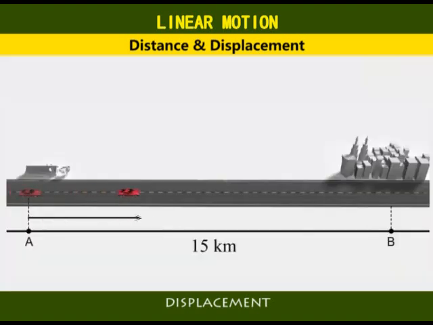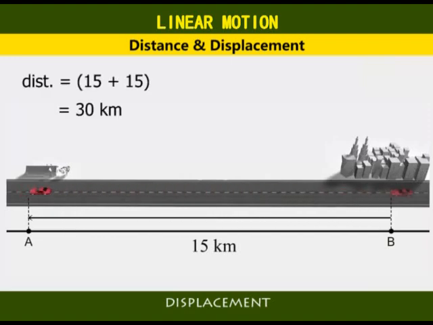So if a person drives from his home to work a distance of 15 kilometers and then back home, he has covered a distance of 30 kilometers. The displacement, however, will be zero. Displacement from home to work is positive, and from work to home is negative.